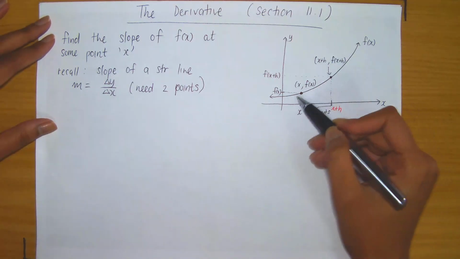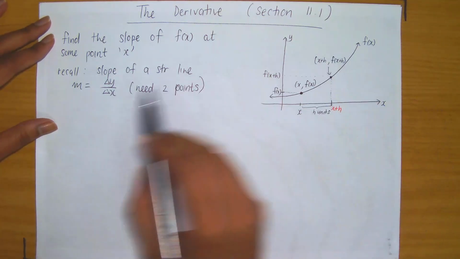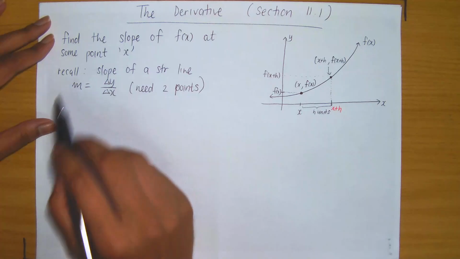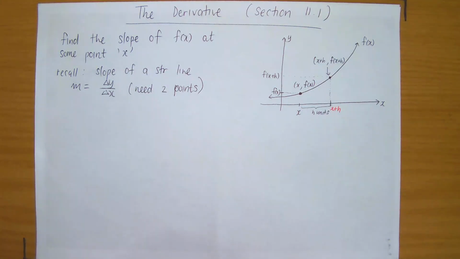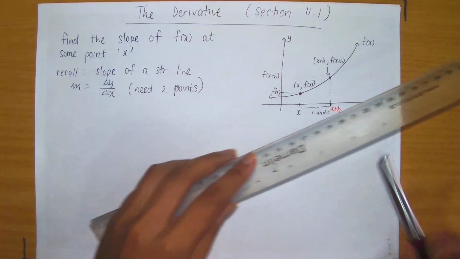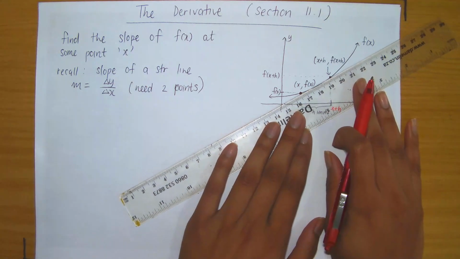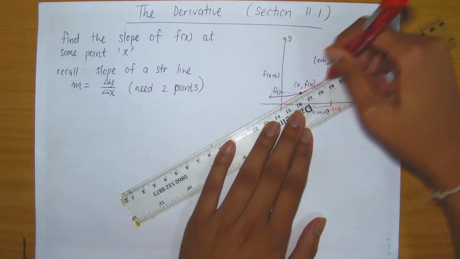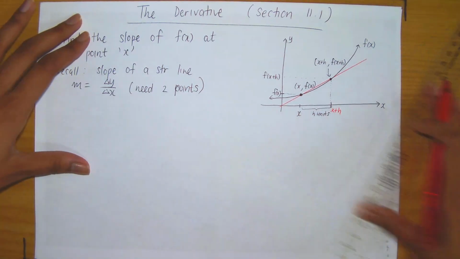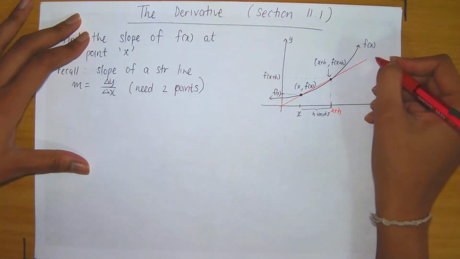And now using these 2 points on the curve, I could then compute the gradient or the slope of the straight line passing through those 2 points. So let me draw the straight line that would pass through those 2 points. Right, so here is a straight line, it's drawn in red, it passes through 2 points.